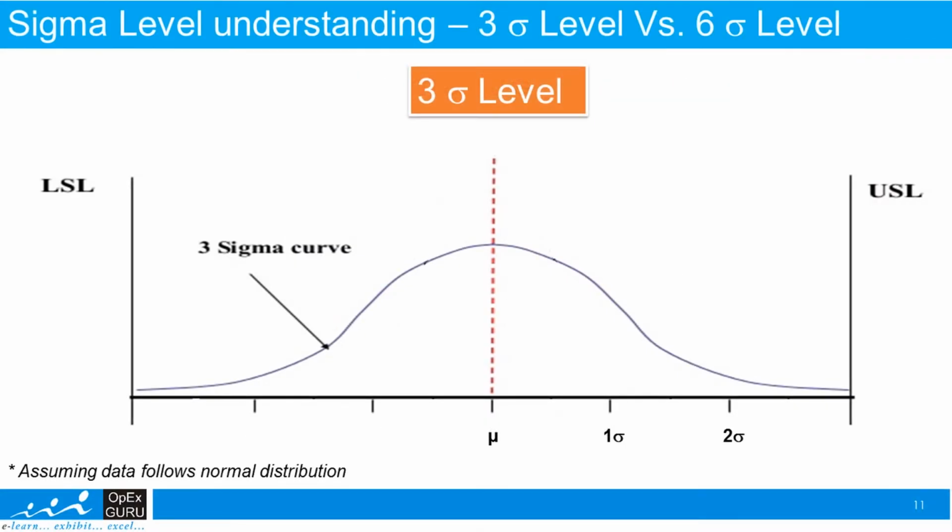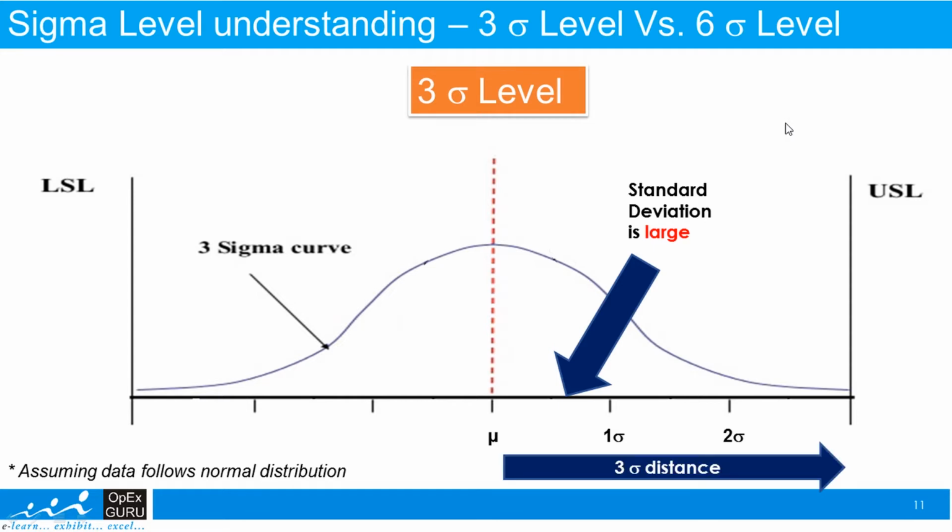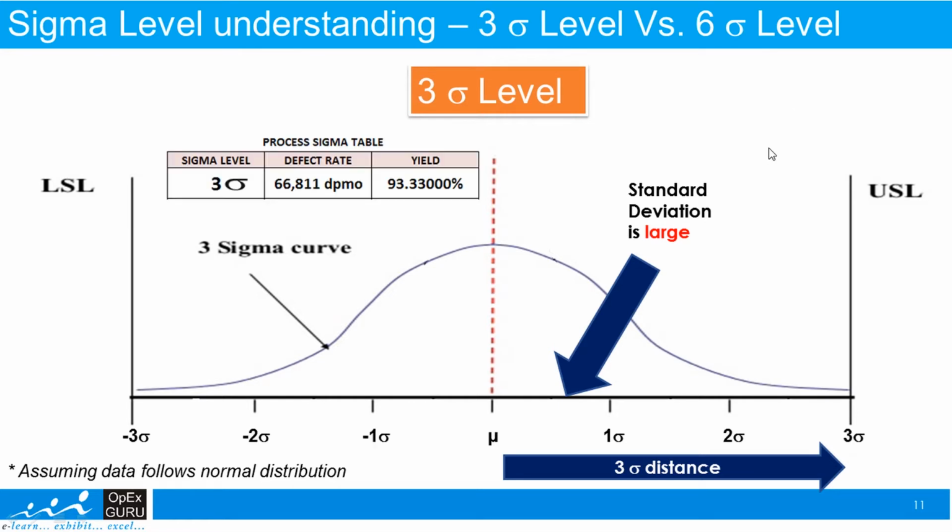Now let us understand the difference between a 3 sigma level process versus a 6 sigma level process. In this example, we are showing you a 3 sigma level process. Here, as you can see, the standard deviation is very large and we have upper specification and lower specification limit. The curve shown here is called normal distribution, and from the specification width the distance is 3 standard deviation. So this process is said to be a 3 sigma level process.